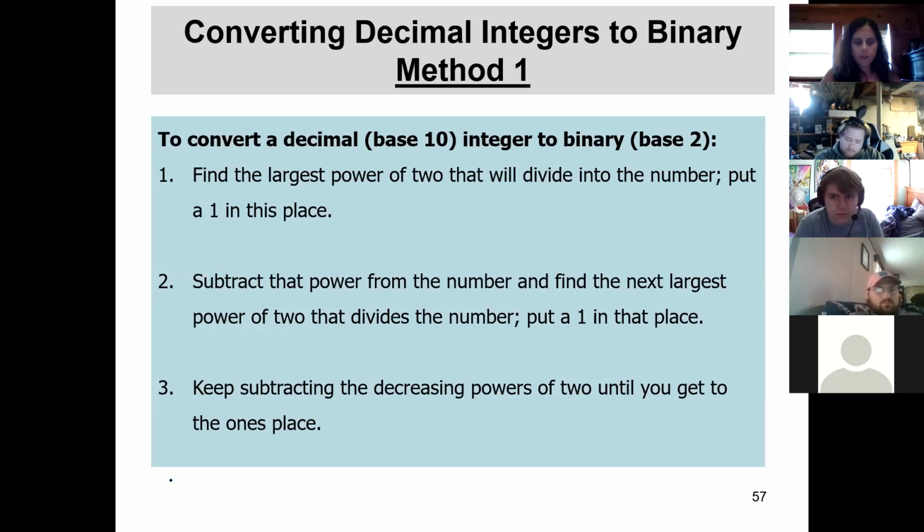Okay, so let's convert a decimal with base 10 to binary of base 2. We're going to find the largest power of 2 that will divide into the number and put a 1 in this place. Subtract that power from the number and find the next largest power of 2 that divides the number and put a 1 in that place. And keep subtracting the decreasing powers of 2 until you get to the ones place.